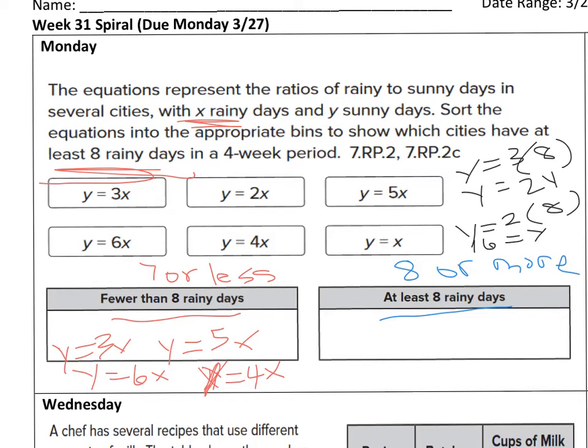But over here, with at least, we know that y equals 2x would work because it would be evenly split. So it would be half and half. Half would be sunny, half would be rainy. And then if you use the equation y equals x, they're exactly the same amount. So it'd be the exact same number of sunny days as rainy days.